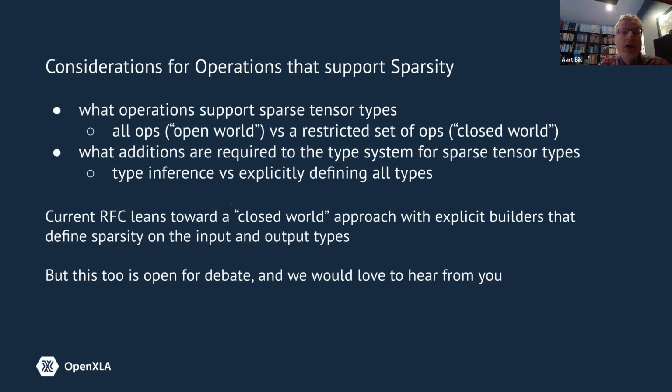Okay, yeah, thank you. We have a few considerations that we want to discuss for the operation support. The first one is, do we want all operations to accept sparse tensor types? We call that the open world. Or do we want only a restricted set of operations to accept sparse tensor types? We call that the closed world. So we're leaning a little bit towards the closed world. So we start with a subset of operations where we can specify what sparsity means very precisely in the spec.